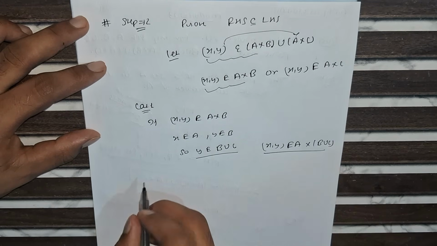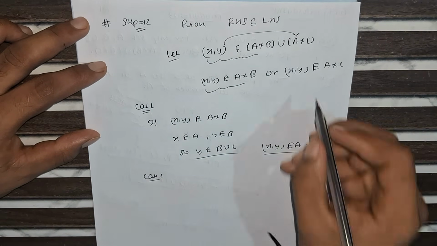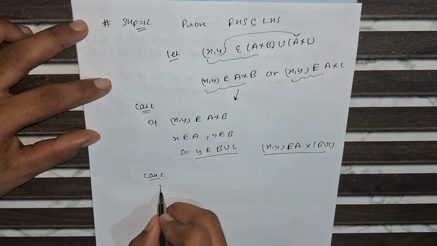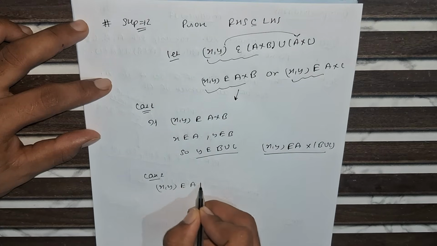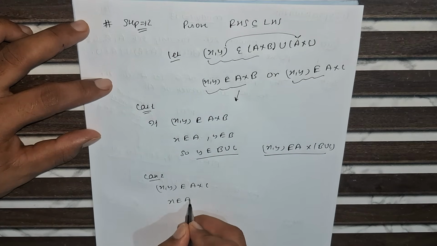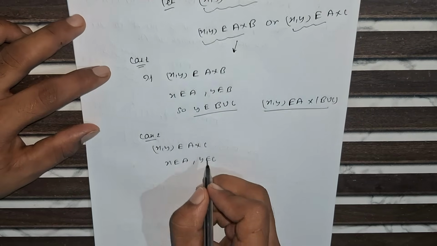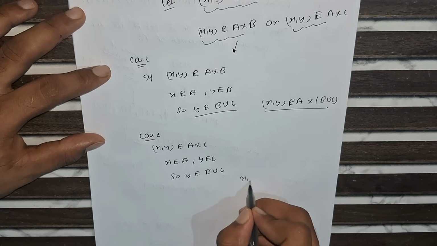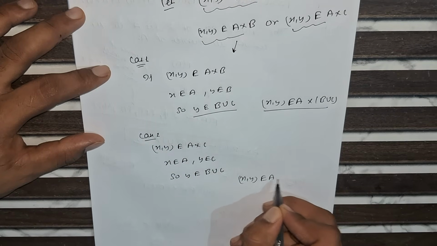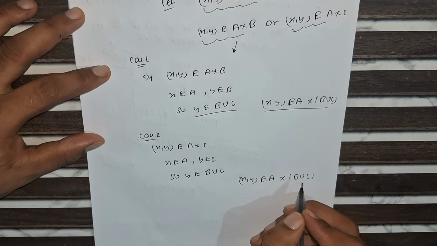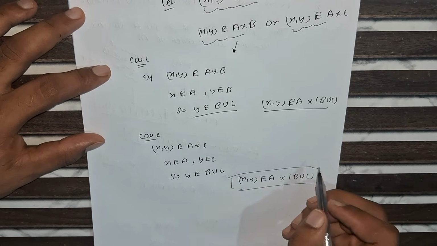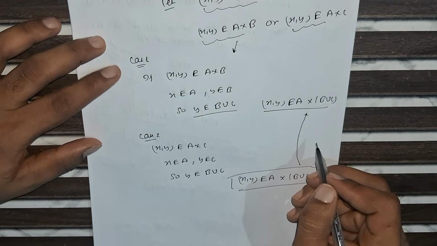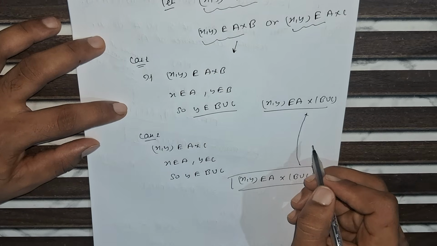We are proving here. Now in the second case, if (X, Y) belongs to A cross C, it means X belongs to A and Y belongs to C. So Y also belongs to B union C. For this expression, (X, Y) belongs to A cross (B union C). So with the help of both sides, we can say that case 1 and case 2 are both true for the left hand side and the right hand side.